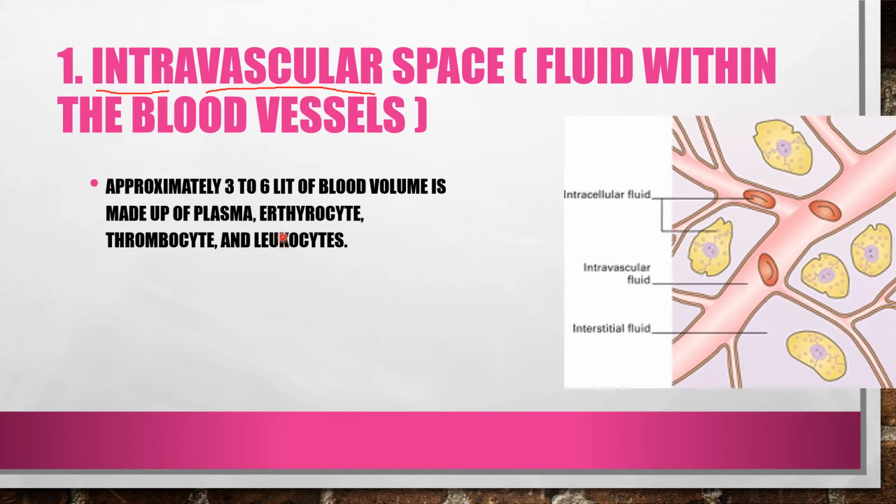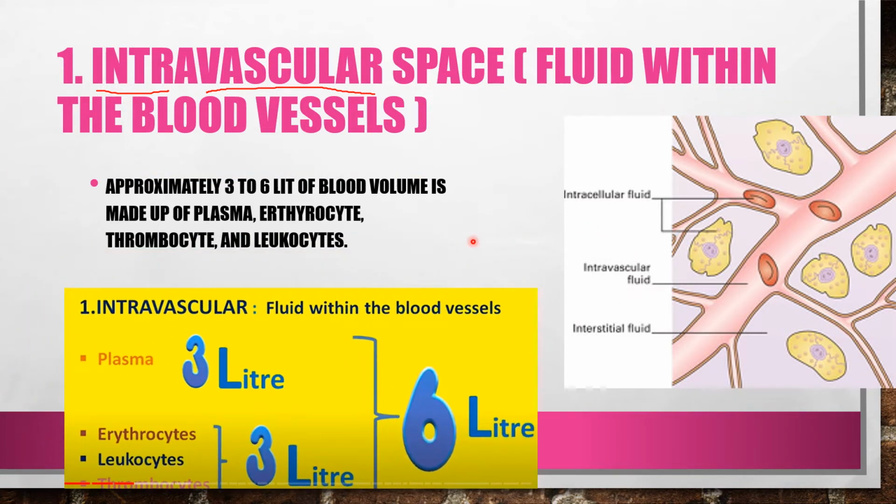Here 3 to 6 liters of fluid is occupied by the blood, that is plasma, erythrocytes, leukocytes. Clear? So the fluid going inside the blood vessels, we can call it intravascular fluid. Here the plasma occupies 3 liters of fluid, then erythrocytes, leukocytes, thrombocytes occupy 3 liters, so approximately 6 liters in total.